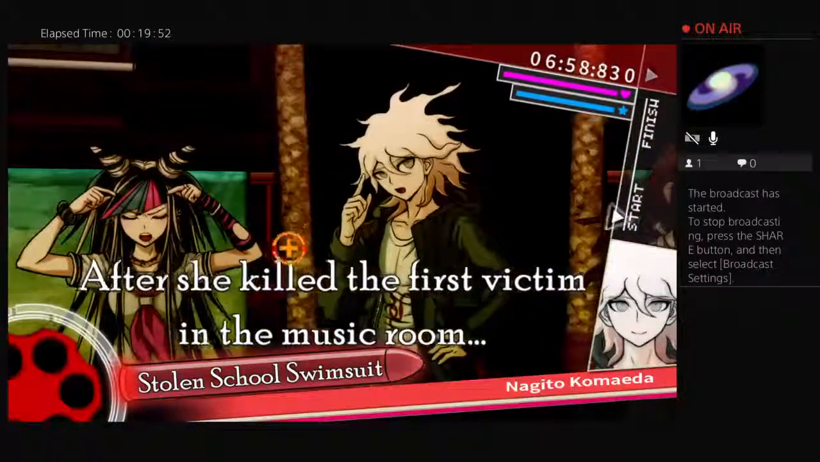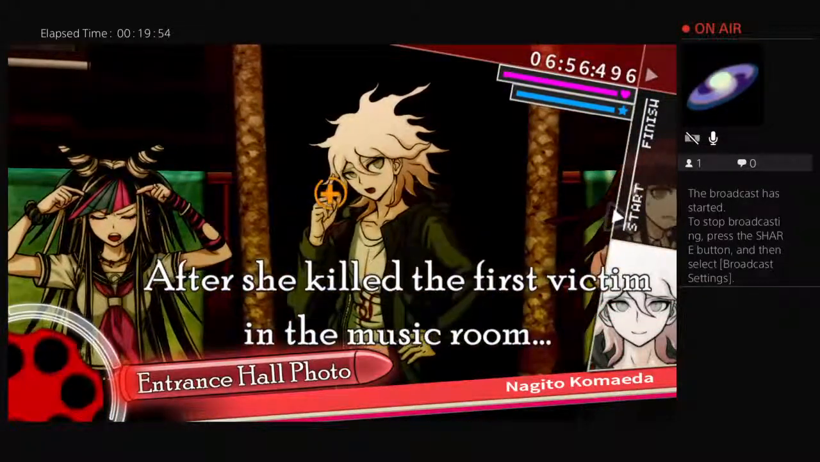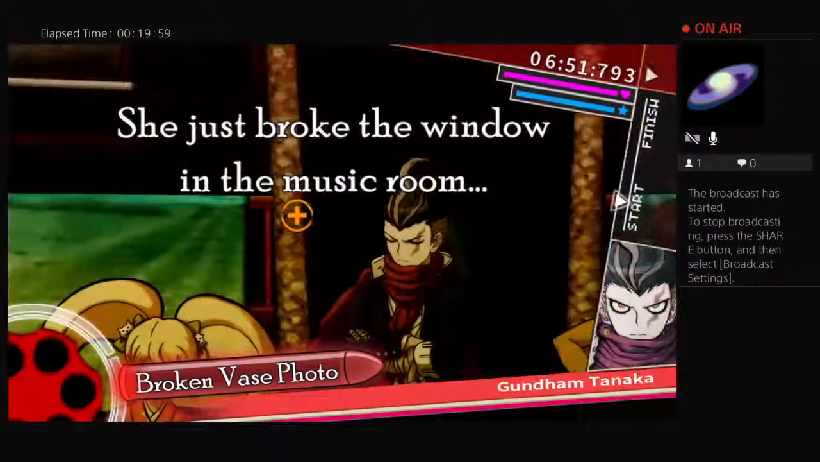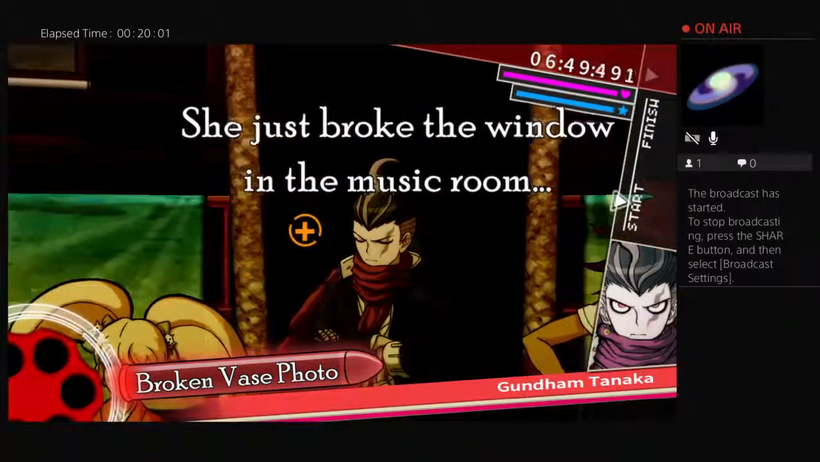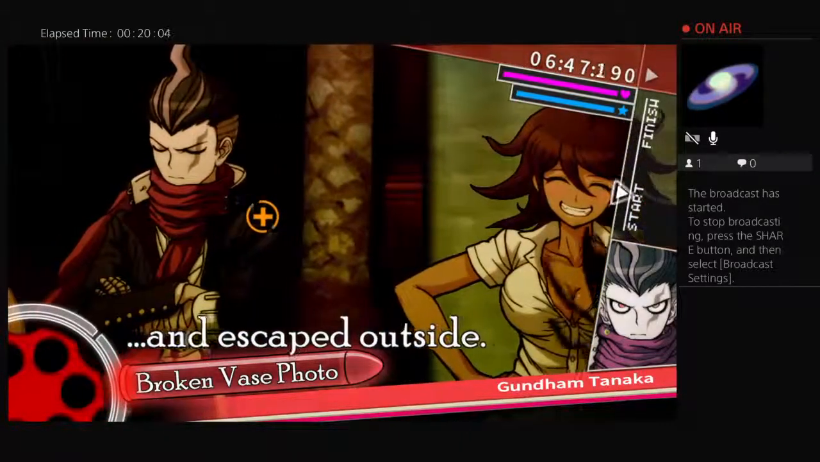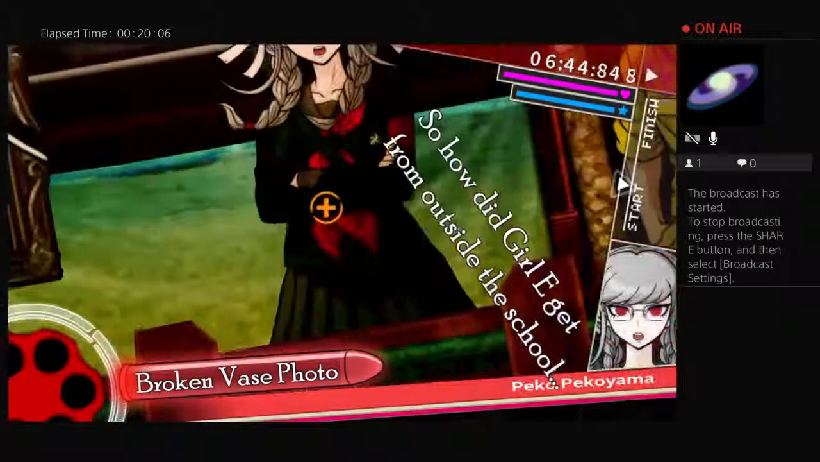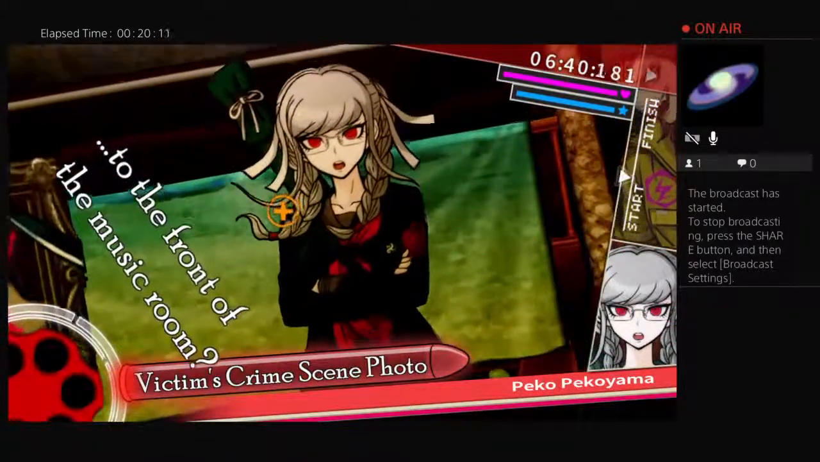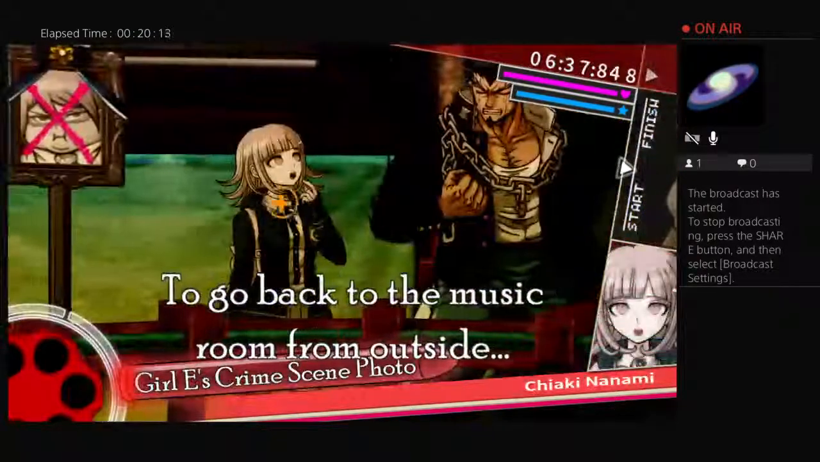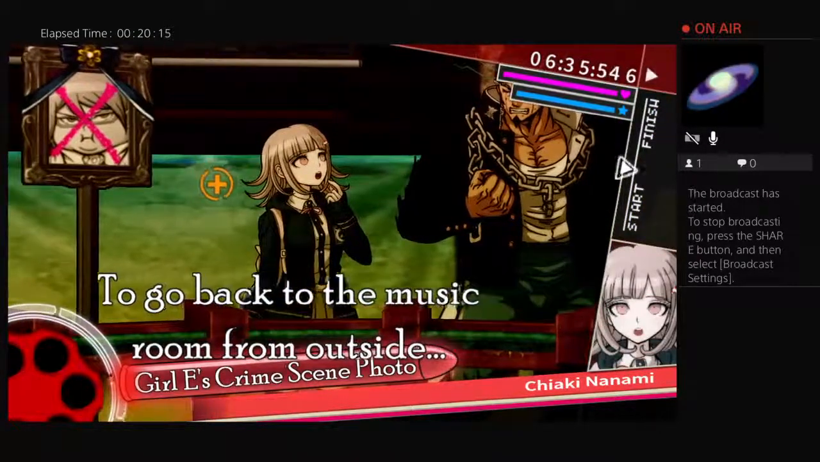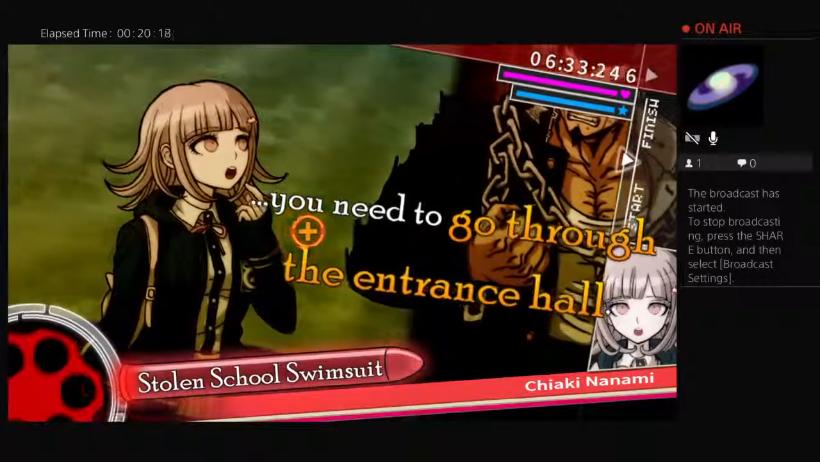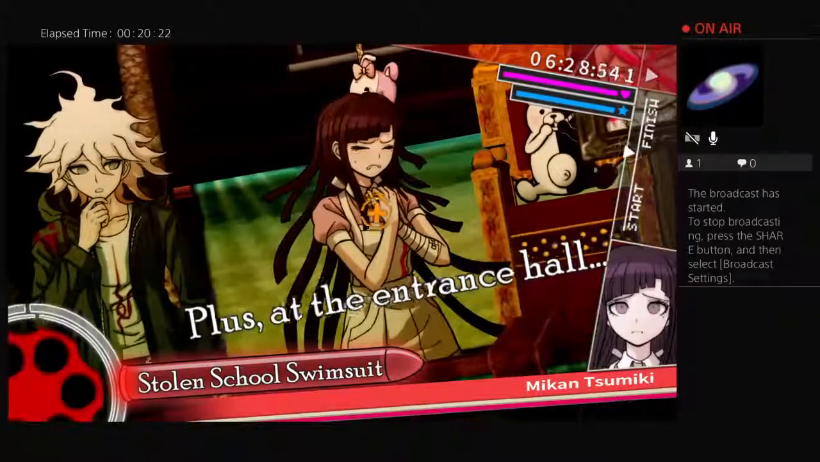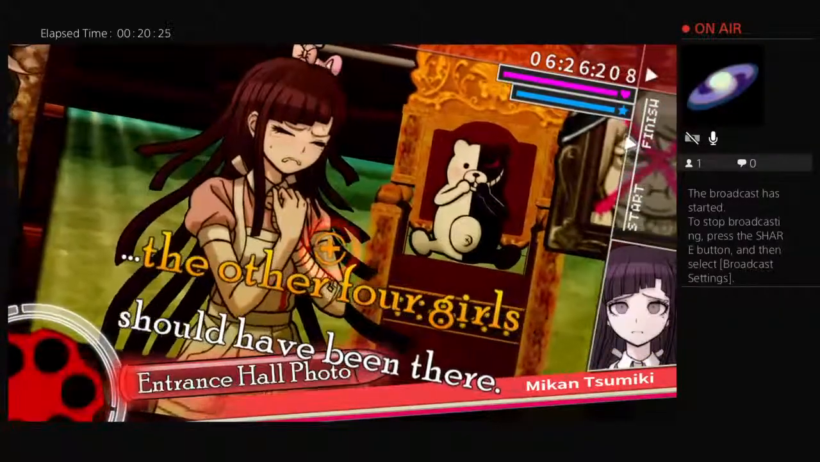After she killed the first victim in the music room, what did Girl E do? She just broke the window in the music room and escaped outside. So how did Girl E get from outside the school to the front of the music room? To go back to the music room from outside, you need to go through the entrance hall. Plus, at the entrance hall, the other 4 girls should have been there.